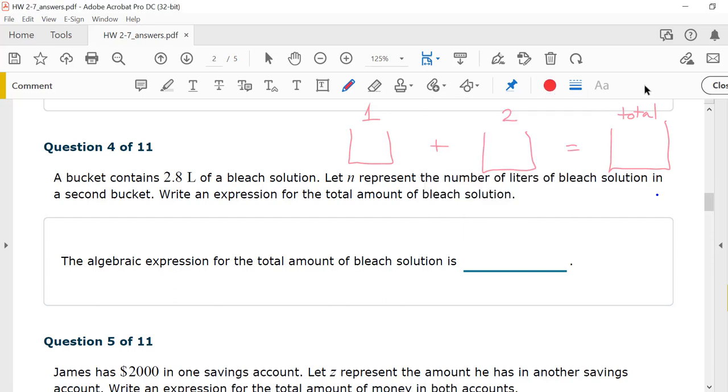Bucket 1 contains 2.8 liters. Let N represent the liters in the second. So this one has N. So if you have 2.8 liters and you add N liters, the total you would have is 2.8 plus N. So the expression for the total amount of bleach solution is 2.8 plus N.